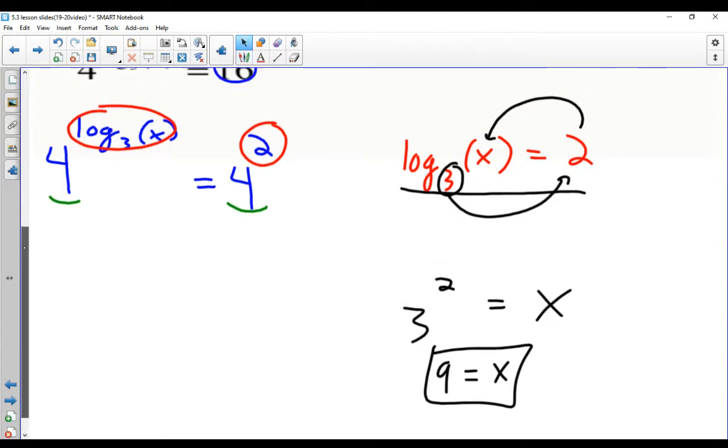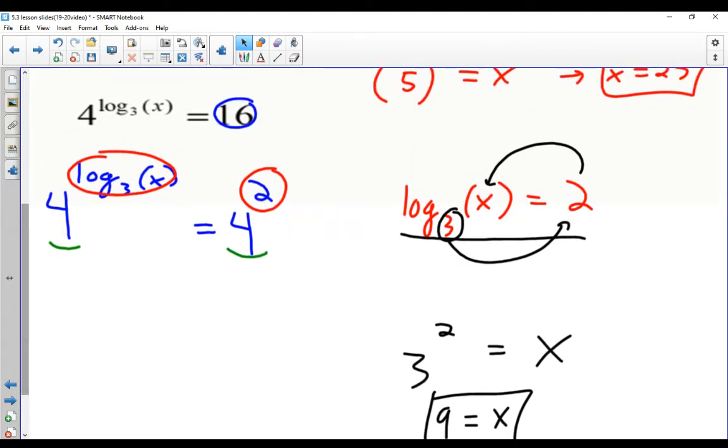Yeah, that one, if you didn't know about that, you probably would have just stared at that for a long time wondering, how? But now you know. Rewrite 16 as base 4 squared, and then use what you learned before. Piece of cake. Now moving on to some more examples.